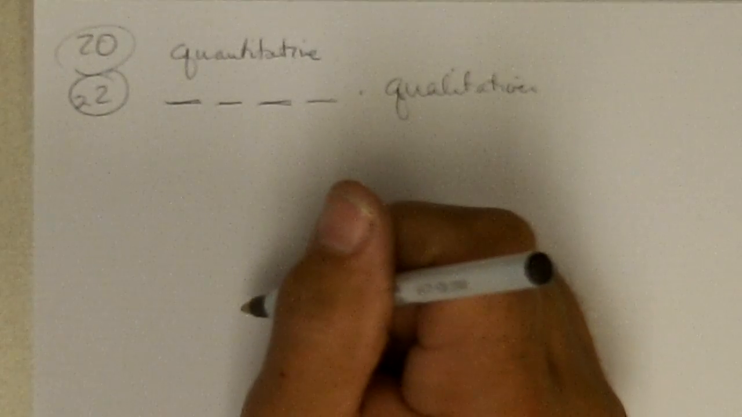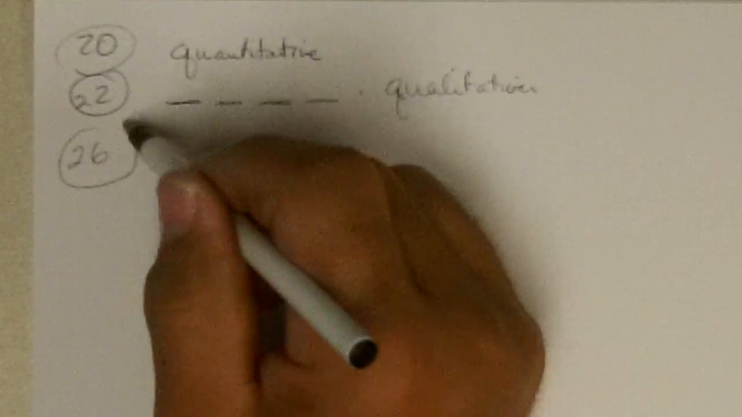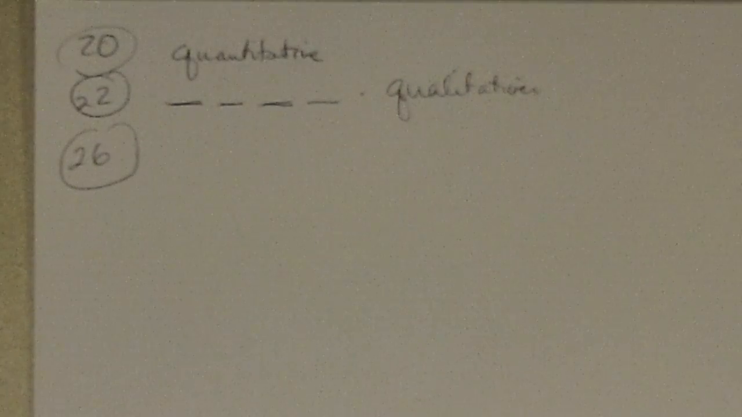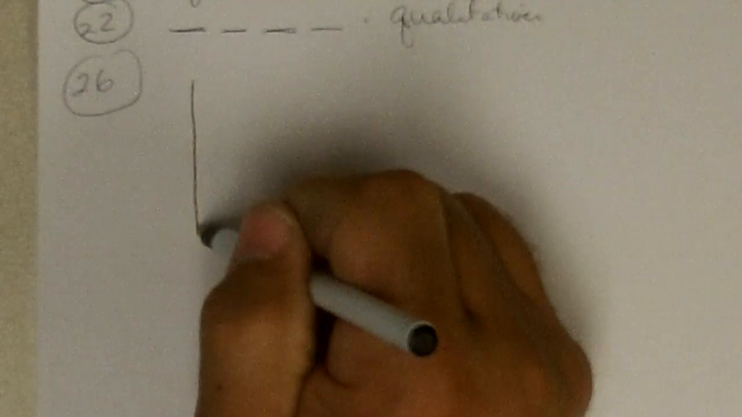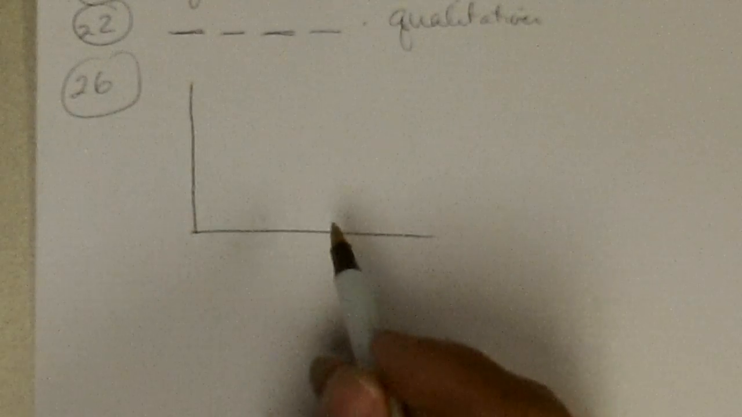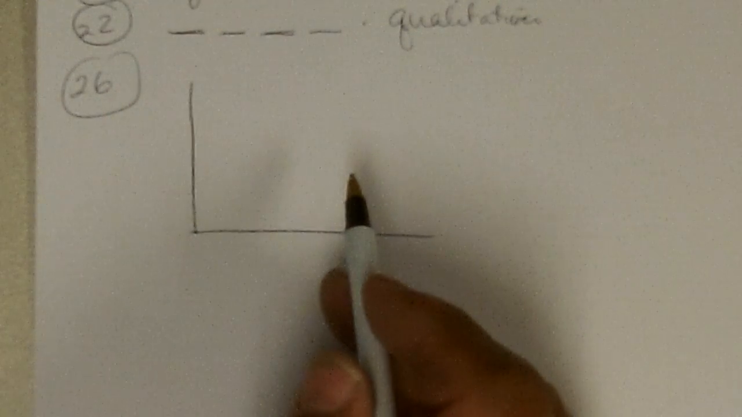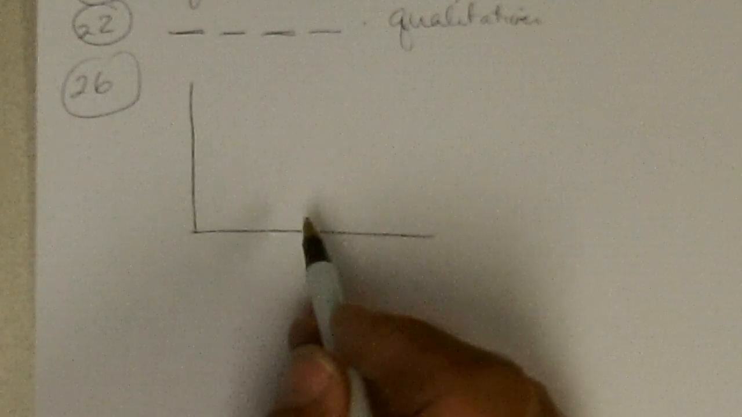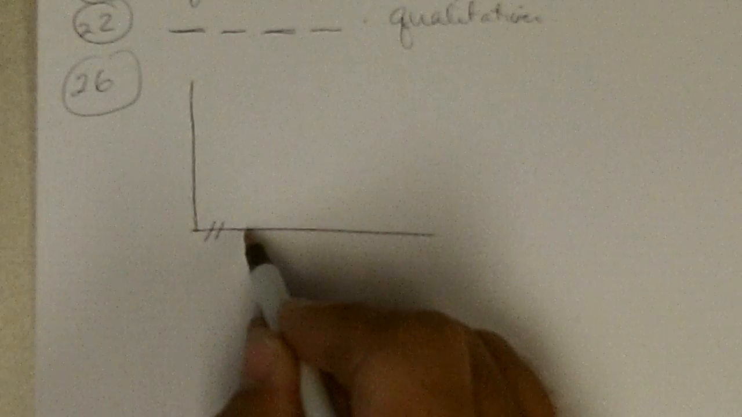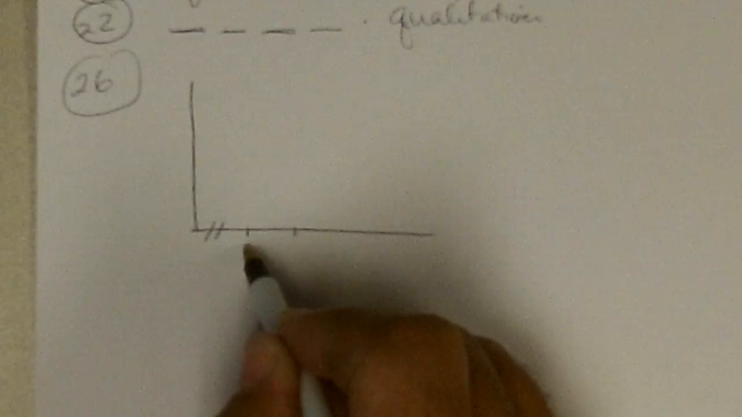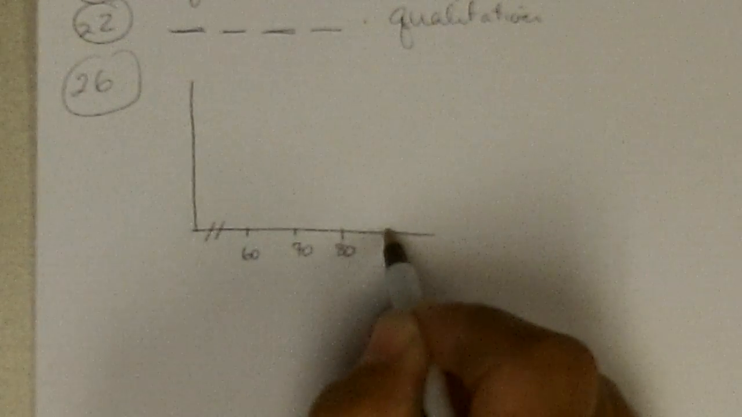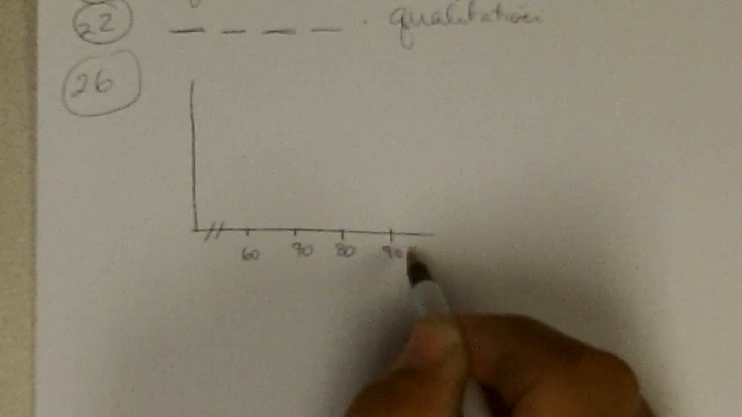Okay, and 26. Now we're into a new one. A bin frequency table. Choose 10-point bins for this data and make a frequency table. It says to do from 90 to 99, 80 to 89, etc. The low ones are 60, so I'm going to have some gap, and then I'll have 60 to 69, and then 70 to 79, and then 80 to 89, and 90 to 99.